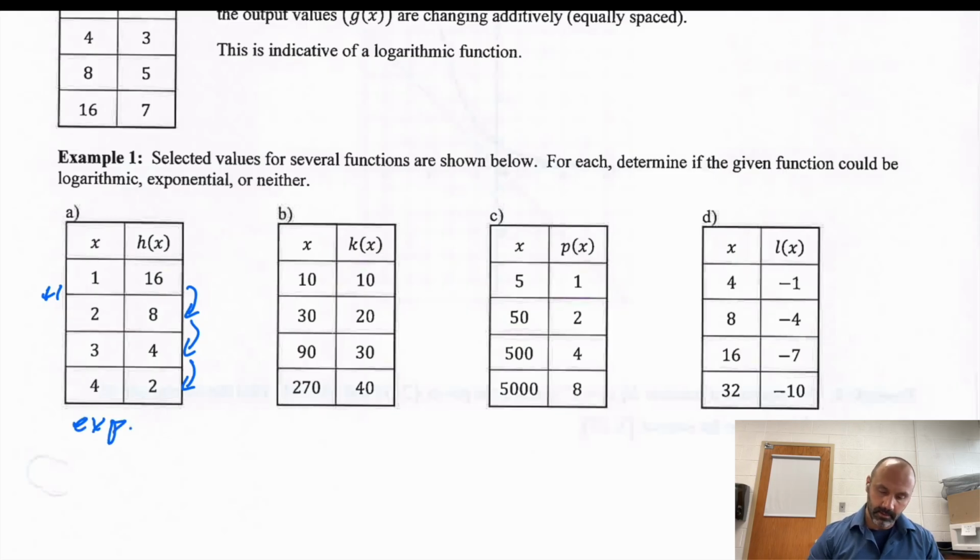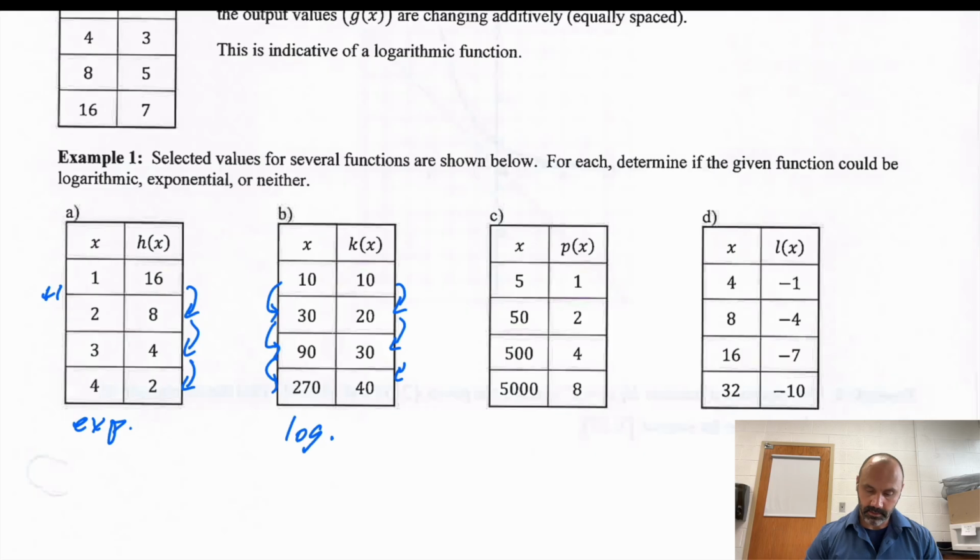Okay, for B, the inputs look like they're being multiplied. So this is a difference of 20. So like times 3, times 3, times 3. Okay, so that's multiplicative, but the outputs are additive, 10, 20, 30, 40, etc. So this one is going to be logarithmic.